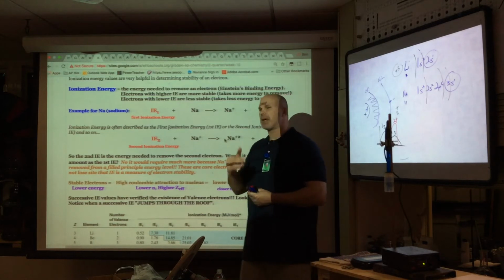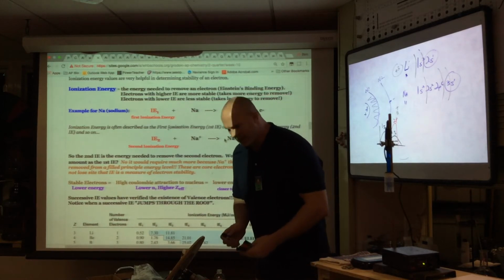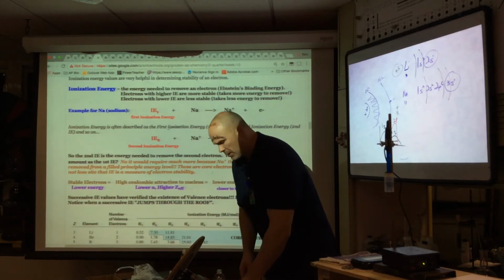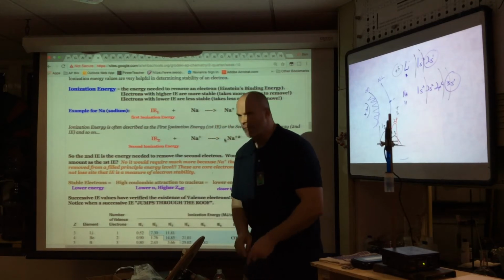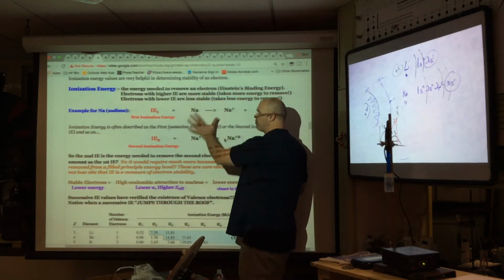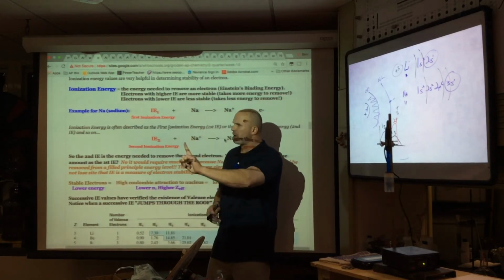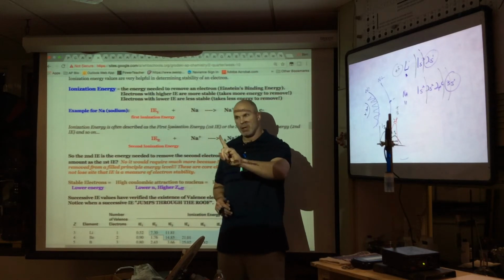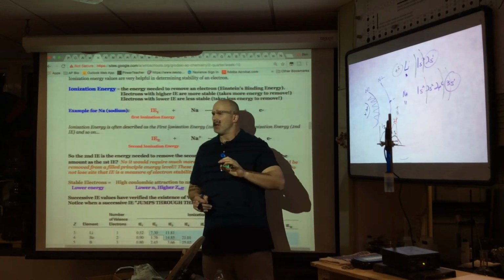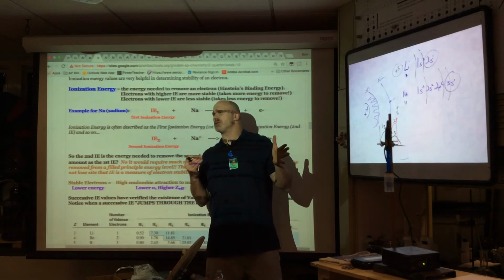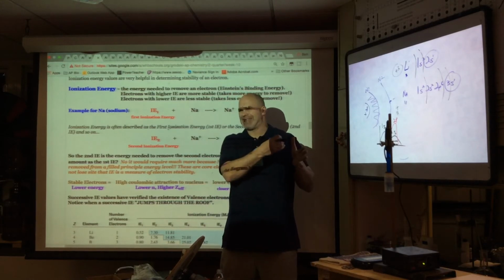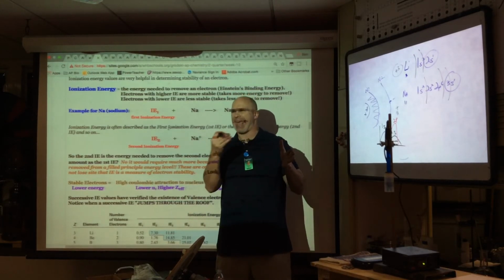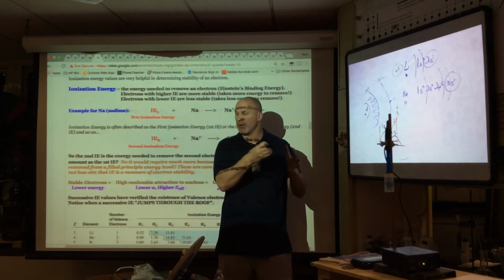Now, last night I introduced the word electron affinity. It's not used as often, but it does come up. This is the most important one, ionization energy. Electron affinity measures the ability of the atom to hold on to an extra electron that it didn't have before. So you're going to add a negative. Can it have it or not?